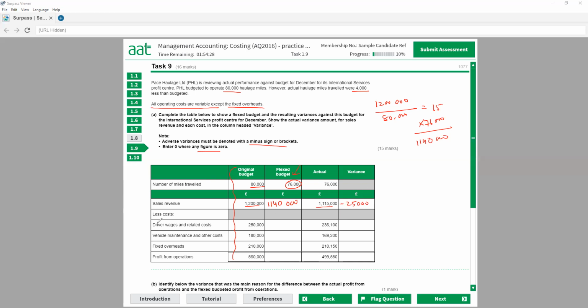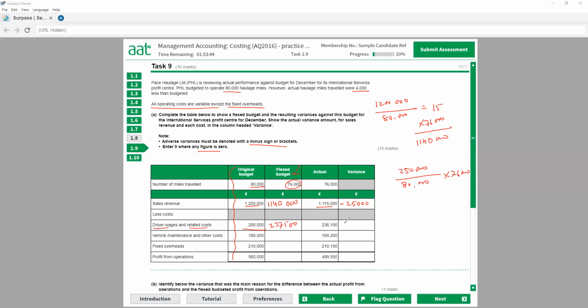Then we have the next one, driver wages and related cost. So we have a total of 250,000. We'll do 250,000 divided by 80,000 and times by 76,000. We'll do it the same way for all. So 250,000 divided by 80,000 times 76,000 gives me 237,500.